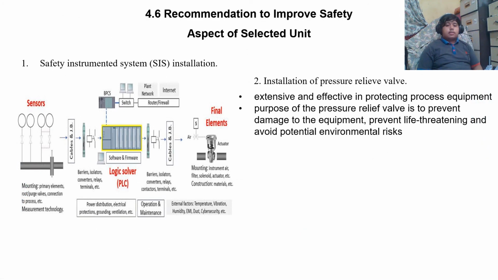Next is the recommendation to improve safety aspect of the selected unit, that is the distillation column. First is the installation of the safety instrument system, to prevent any accident on and off of the factory, including the explosion and the fire. Second is the installation of the pressure relief valve, to prevent any damage to the equipment when there is high pressure in the distillation column.